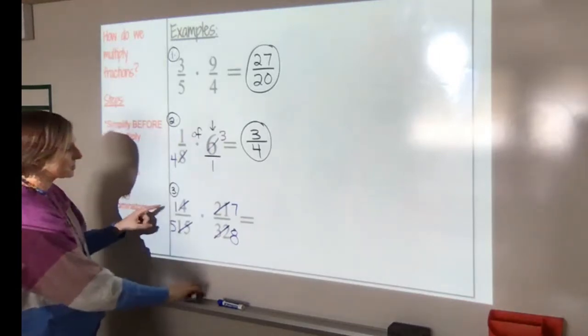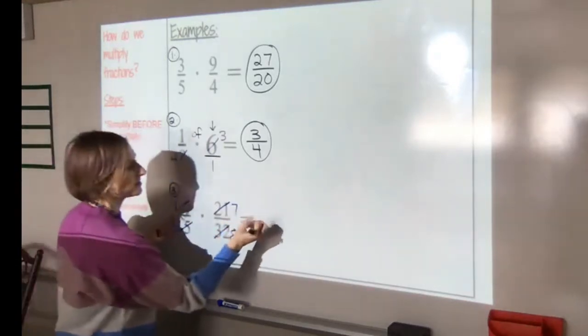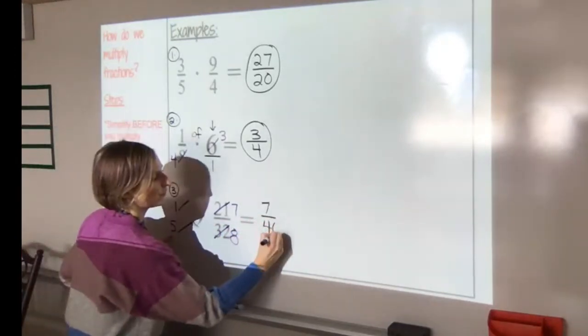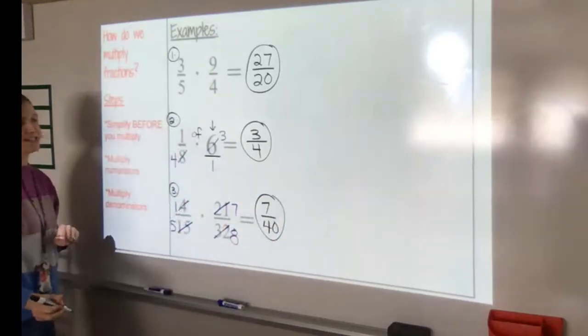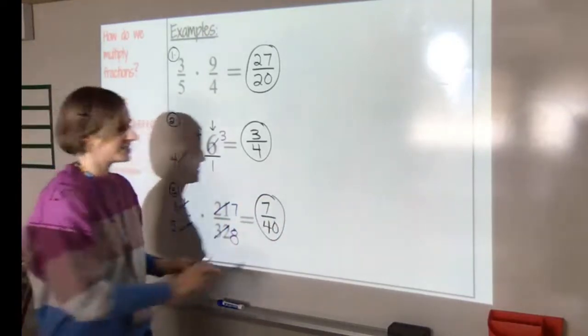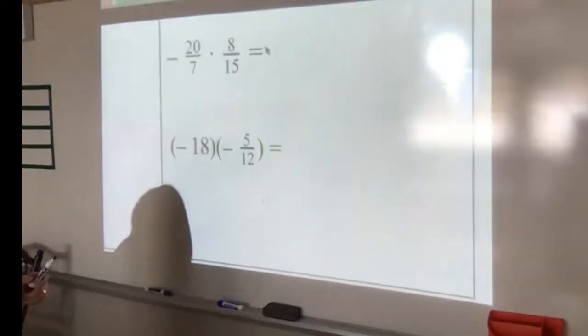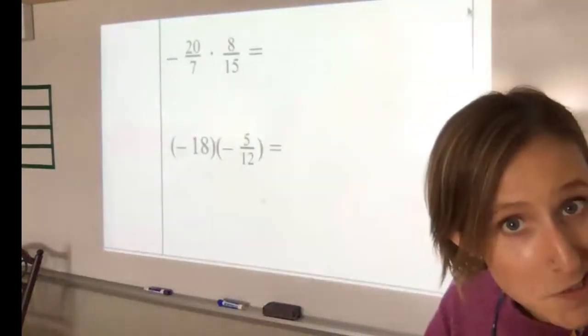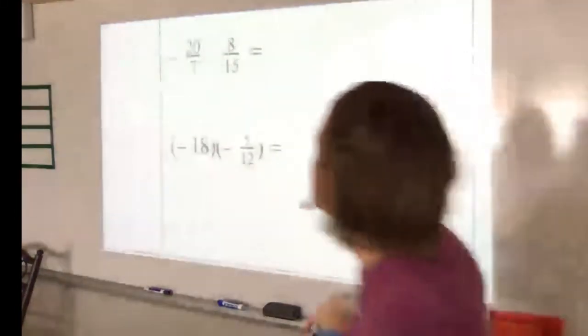Now I'm ready to multiply my numerators. 1 times 7 is 7. 5 times 8 is 40. So 7/40 is my final answer. Let's go ahead and do another example, because you know what? We haven't brought negatives into the game here yet. So let's do that now.